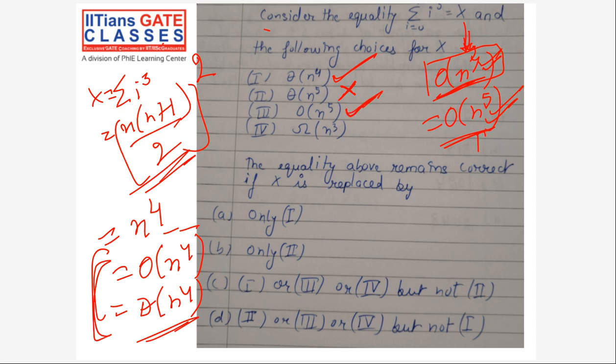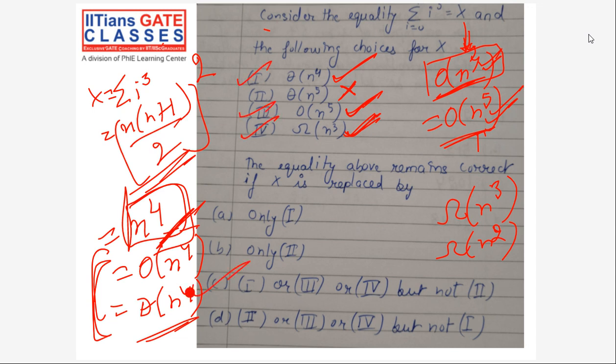And the lower bound is n cube. Yes, the lower bound is n cube. This is also correct. The reason being, if I have n^4, I can have a lower bound which can be omega of n cube, or omega of n square, because the lower limit on n^4 can be anything: n cube, n square, n, anything. Okay. So first is correct, third is correct, and fourth is correct. Hence option C is correct. Everyone understood this? Yes or no?